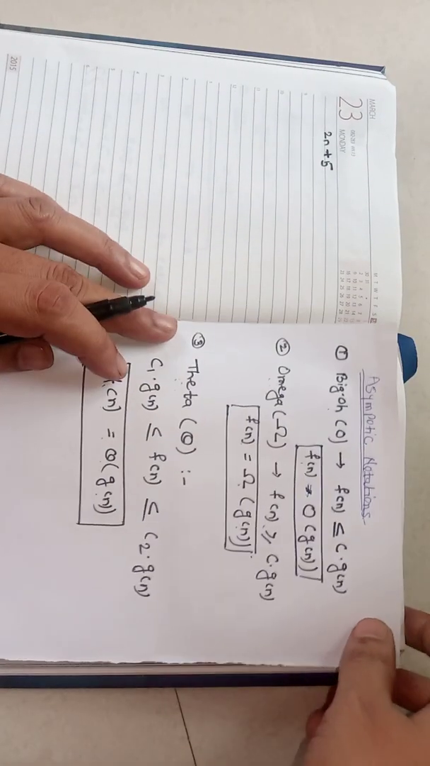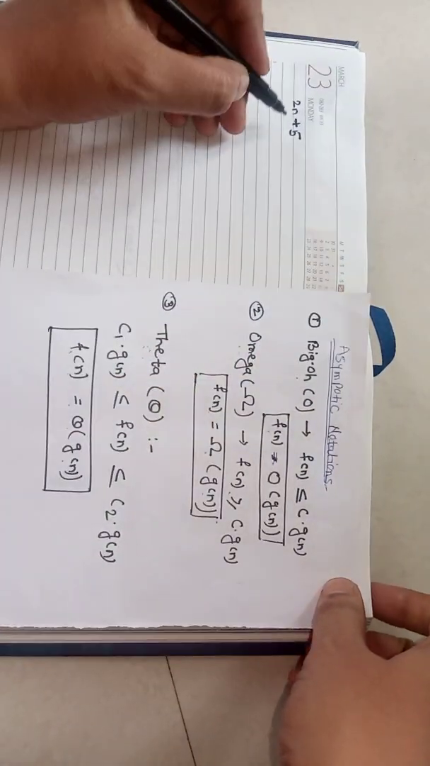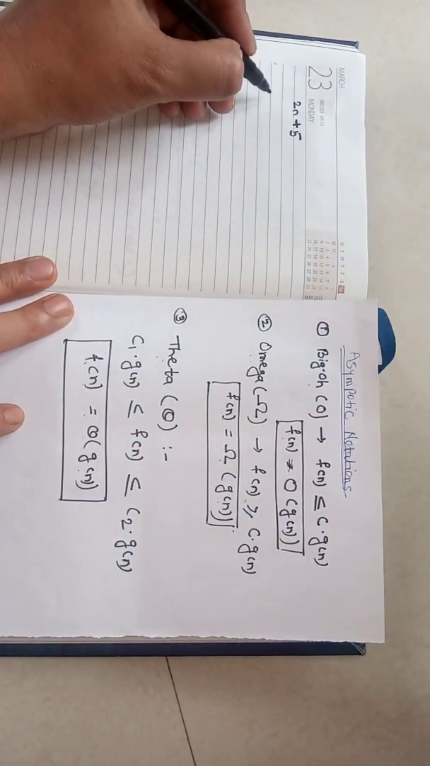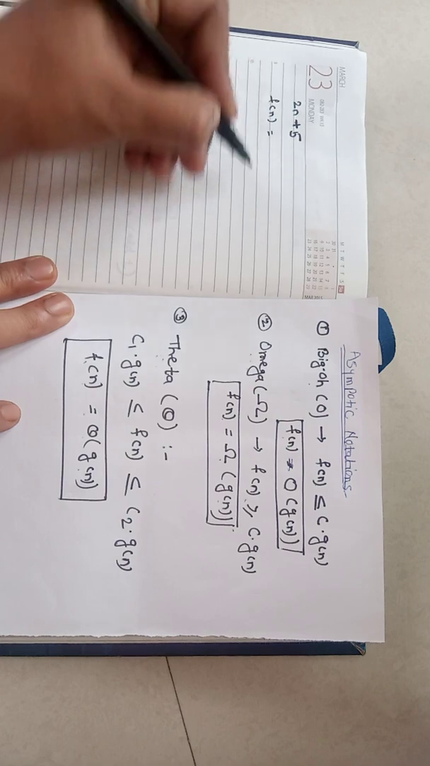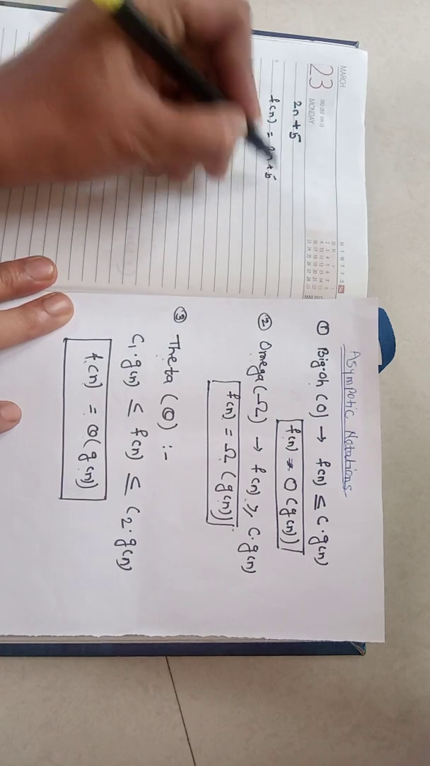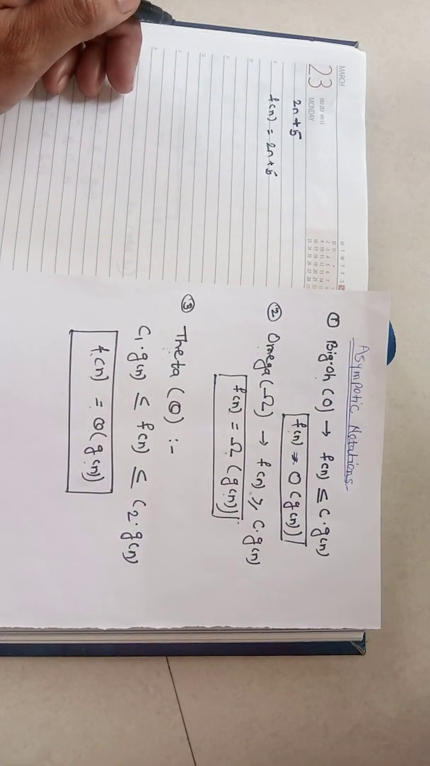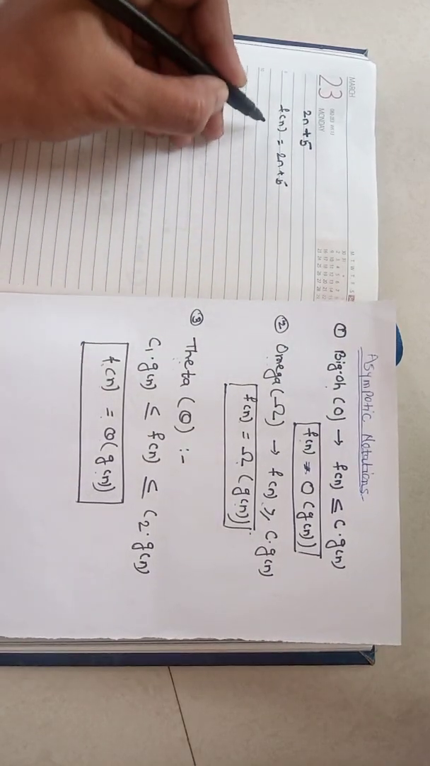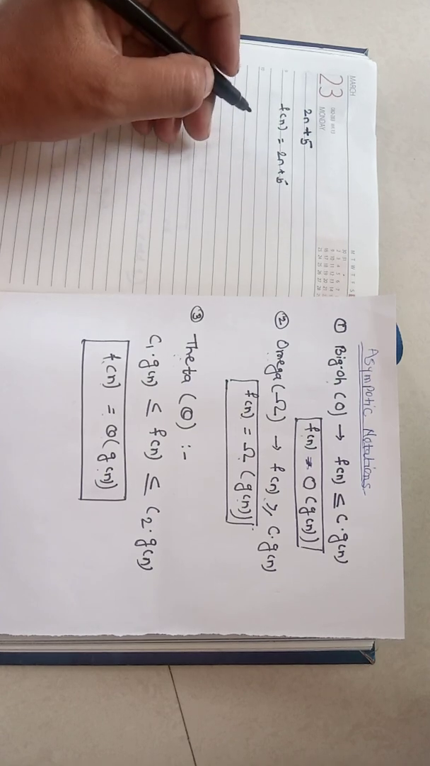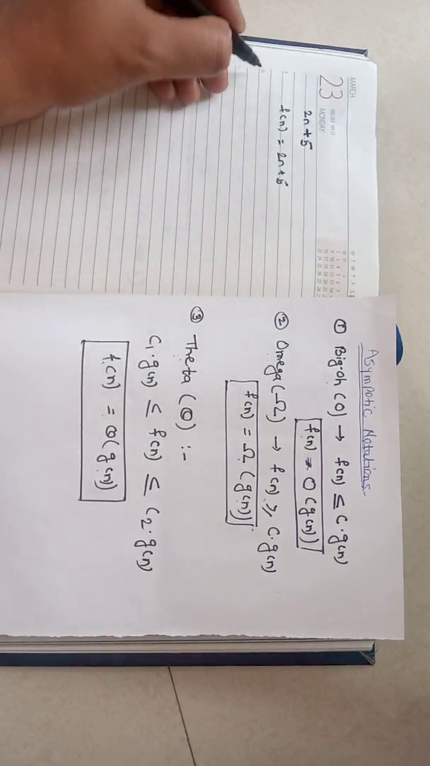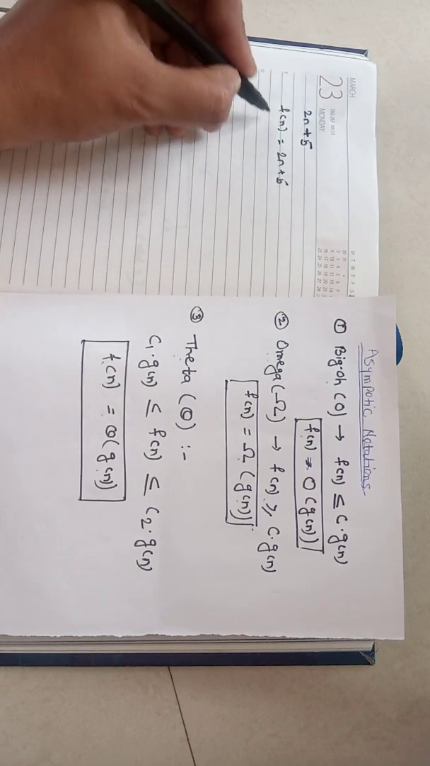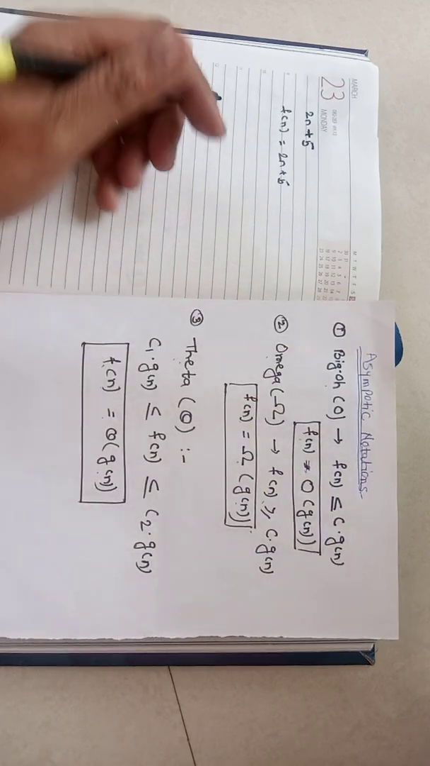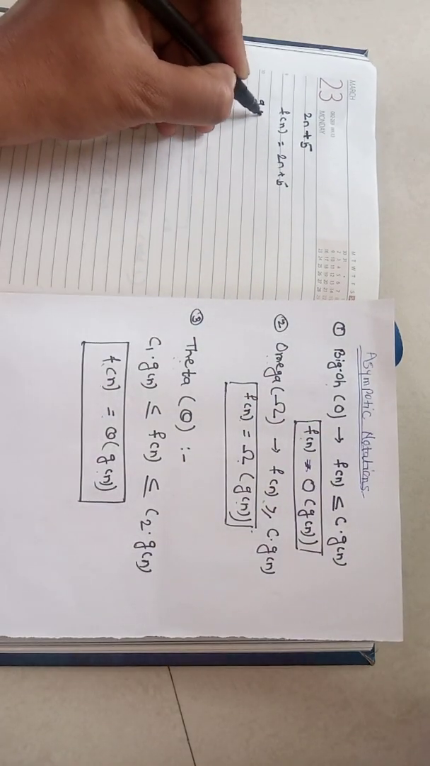So 2n plus 5 is our example. What is the equation that is given to us? F of n is equal to 2n plus 5. Fine. So first of all we have to know the value of g of n, because we know f of n and we have to find c and g of n. So we first calculate the value of g of n.